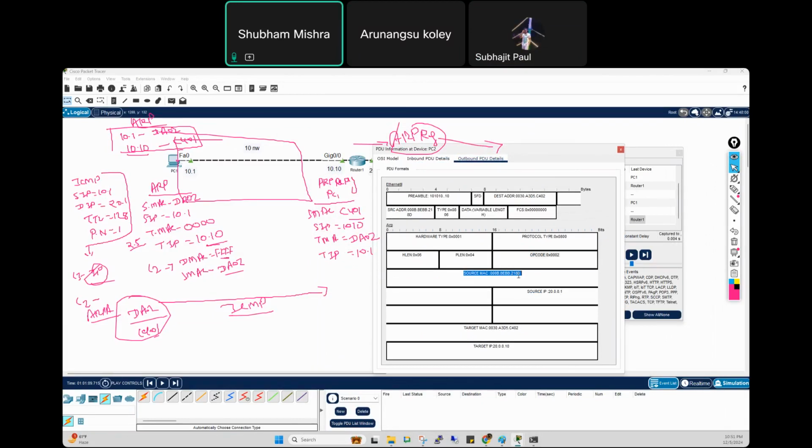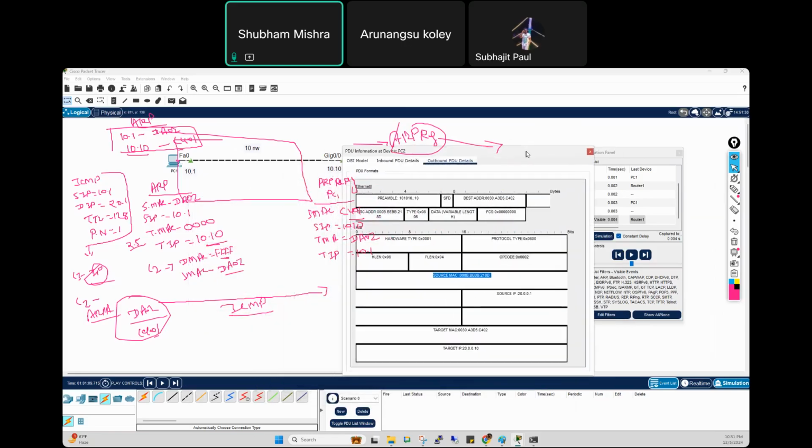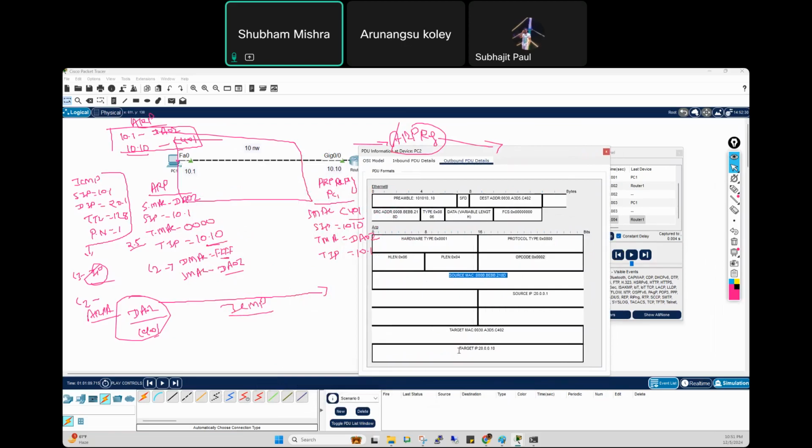218D. That is the MAC address of PC number 2. Right? अरे ये PC number 2 का ही MAC address है. Clear guys, everyone? Yes or no? Done? Now, what is the target IP?